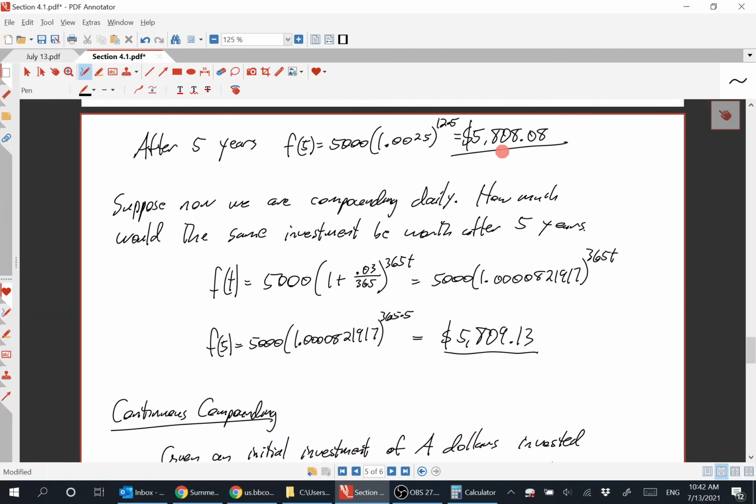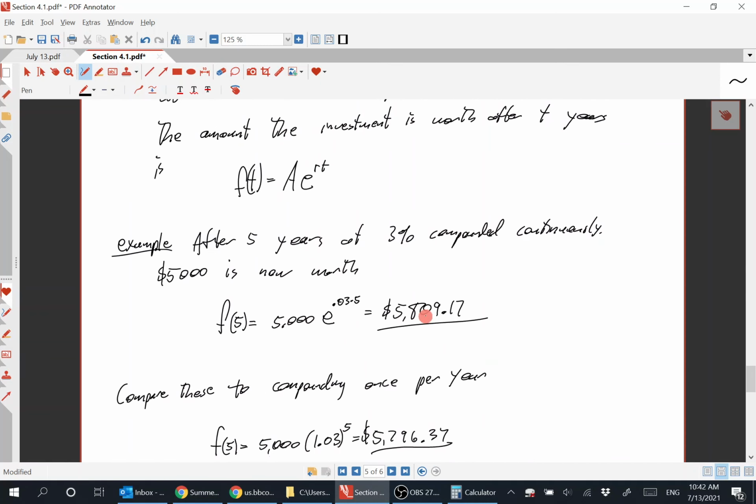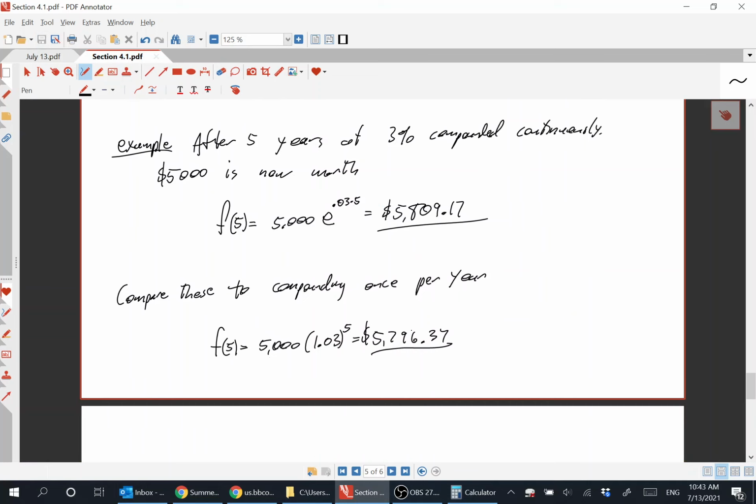Compounding 12 times per year, right? So that gave a jump to $5,808, 5,809 and 13 cents. That's for compounding daily, and then compounding continuously, which is the upper limit of what compounding periods gives you, 5,809. But there's somewhat of a difference between here and here. So if you're talking about larger and larger amounts of money, it can make a difference. So those are two really common situations for exponential functions.